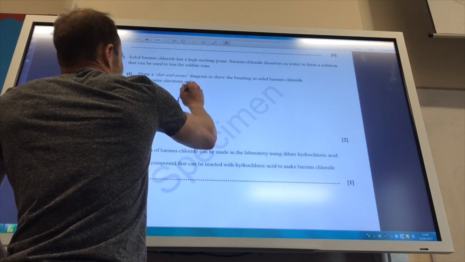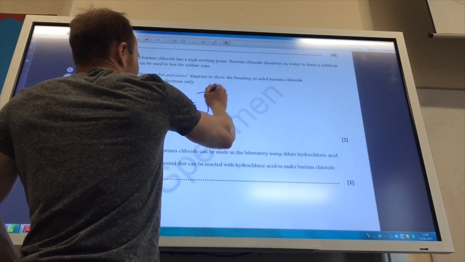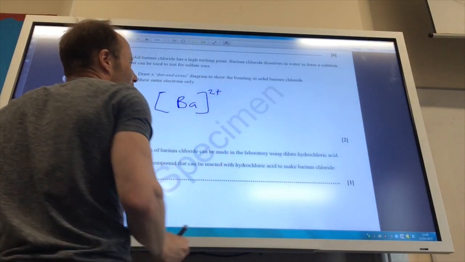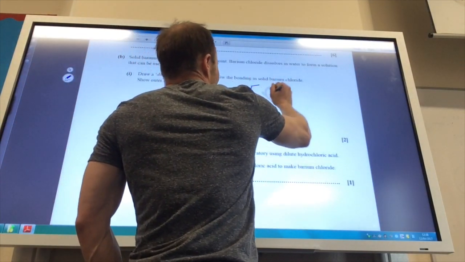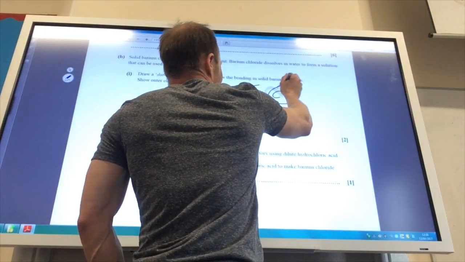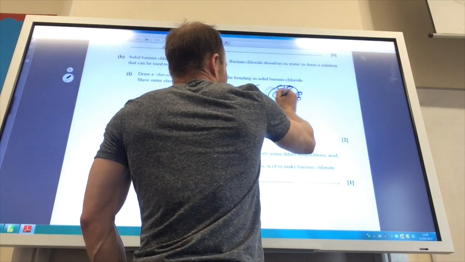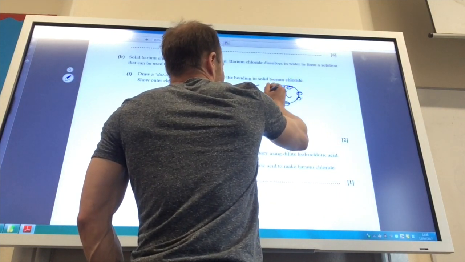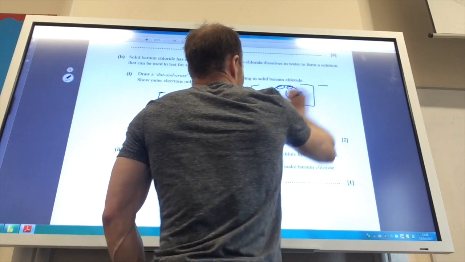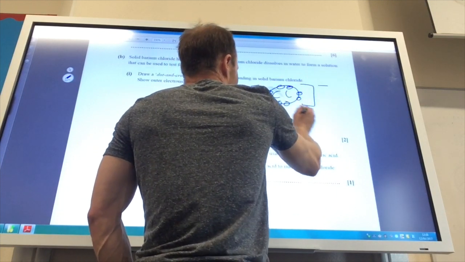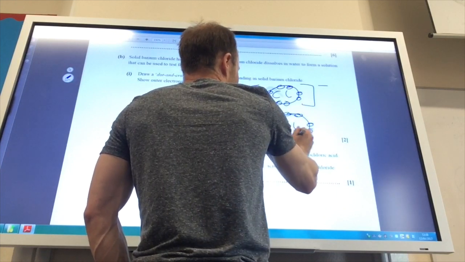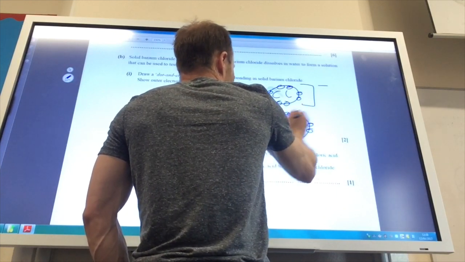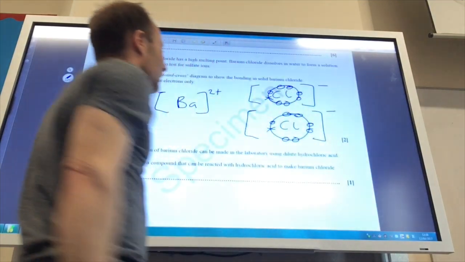So it's going to be ionic because it's a metal bonded to a non-metal. Barium, of course, is in group 2, so it's going to form a 2+ ion. Each chlorine atom will gain 1 electron from the barium. So I will end up with 2 chloride ions like so. I'm sure your circles will be much better than mine.